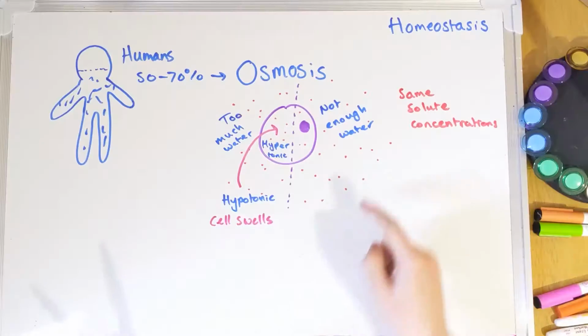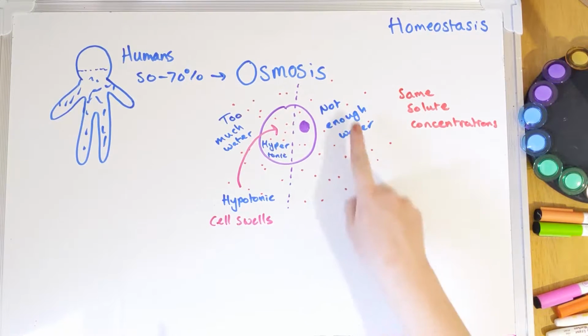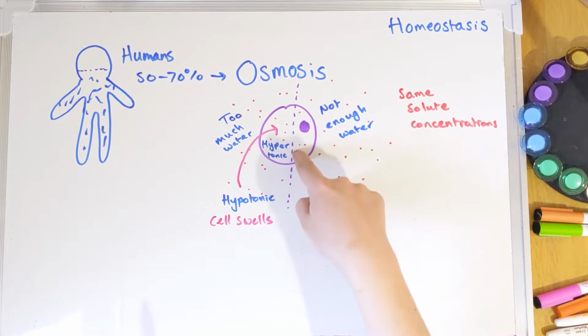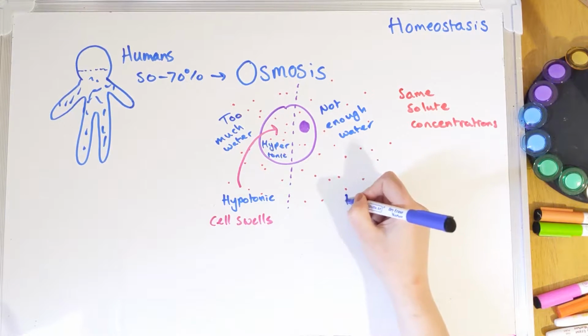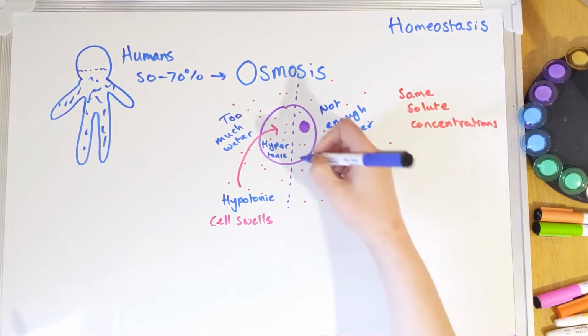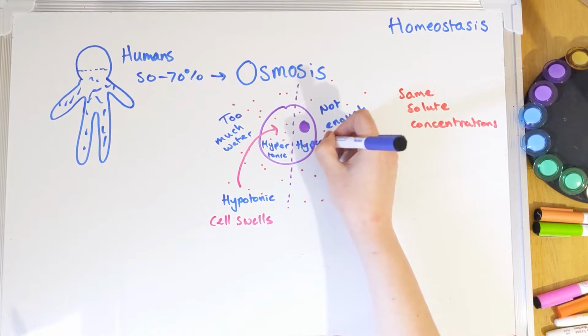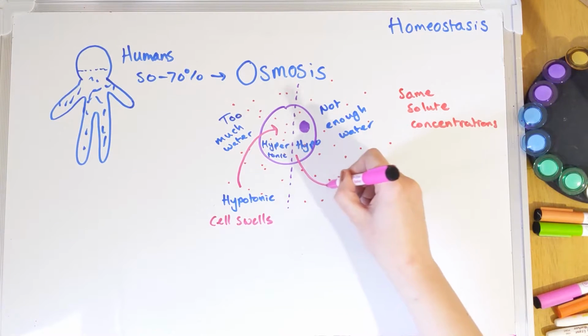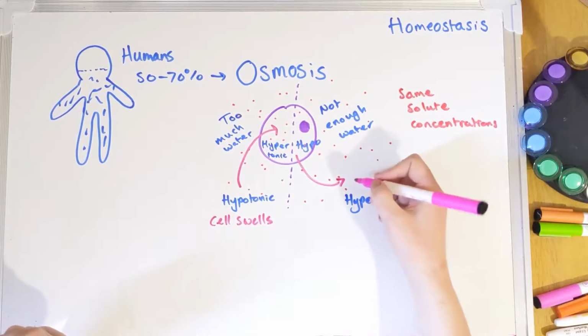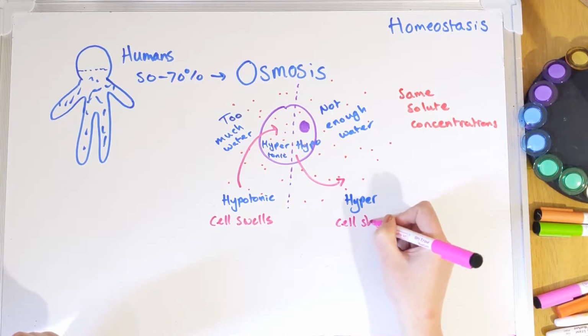On the other scale though, if you don't have enough water, that's going to make this side hypertonic, this side hypotonic, and the opposite's going to happen. So what's going to happen? This cell's going to shrivel up. That also is bad because that will cause the cells to become damaged. And if there's not enough water, you can't carry out certain chemical reactions that are essential to life.